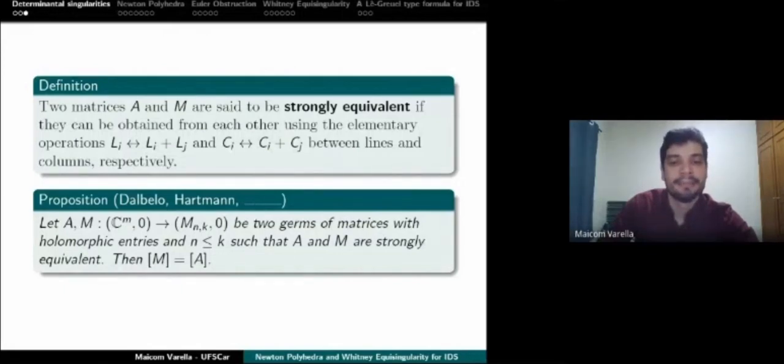Let A and N be two germs of matrices with holomorphic entries and n less or equal k, such that A and N are strongly equivalent. Then the set defined by N is equal to the set defined by A. That is, we can realize a series of those elementary operations on the matrix A without changing the set defined by A. We don't know yet if the sets are determinantal. It will depend on their dimension, but we know for sure that they are the same set.